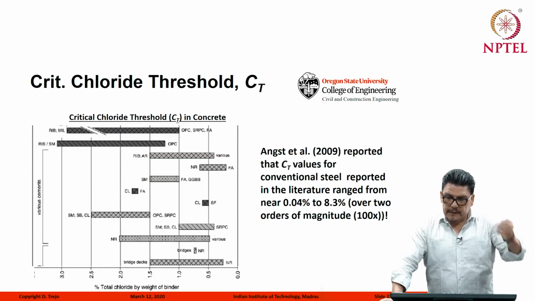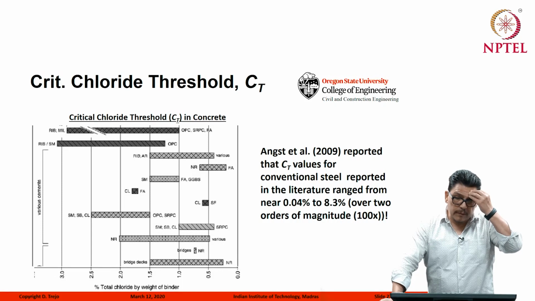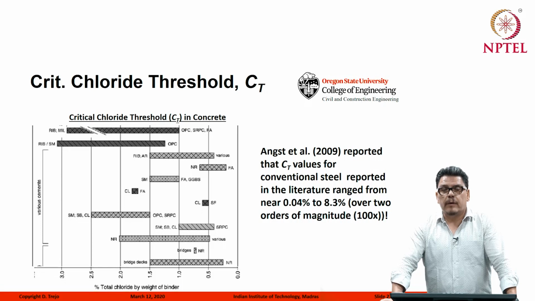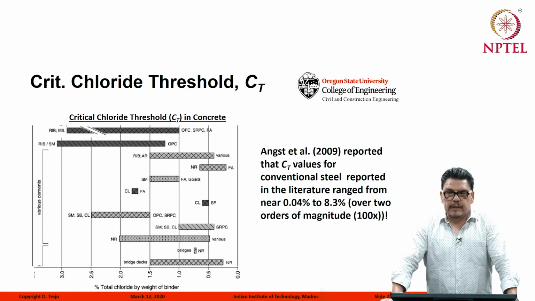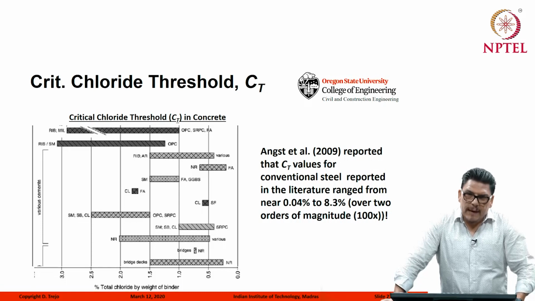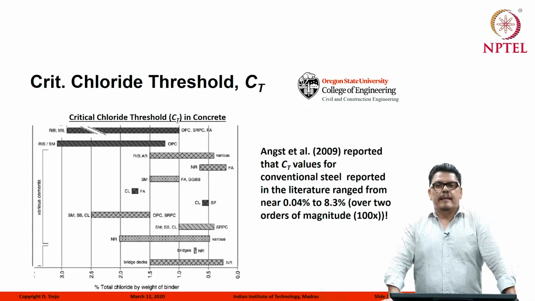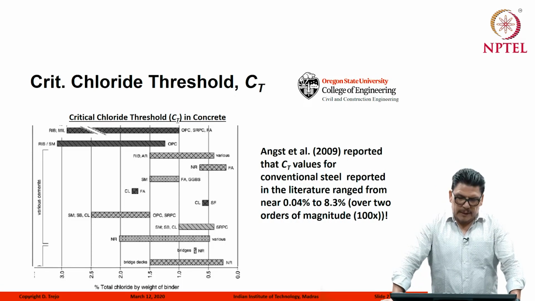All right, let's look at the literature. Angst did a seminal paper in 2009, and he looked at the critical chloride threshold values. And what he found is that the values range from 0.04 to 8.3%. I mean, that's over 2 orders of magnitude. And so why are we getting this? What's happening with this stuff?